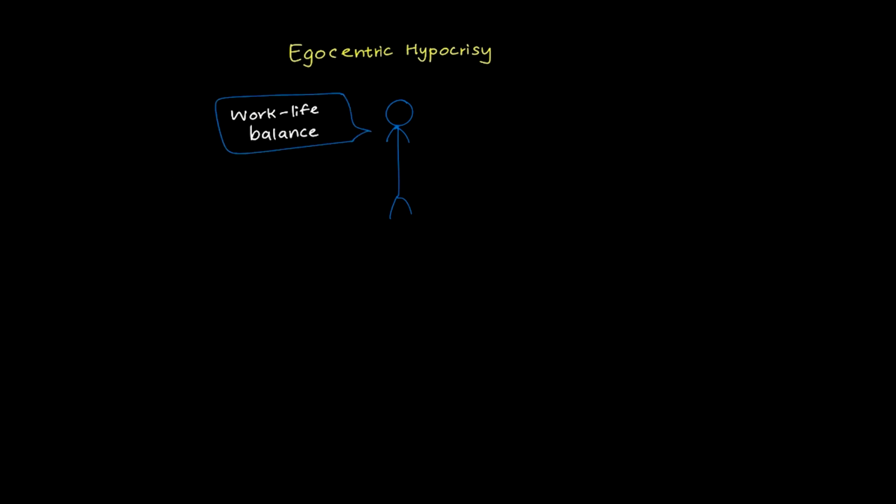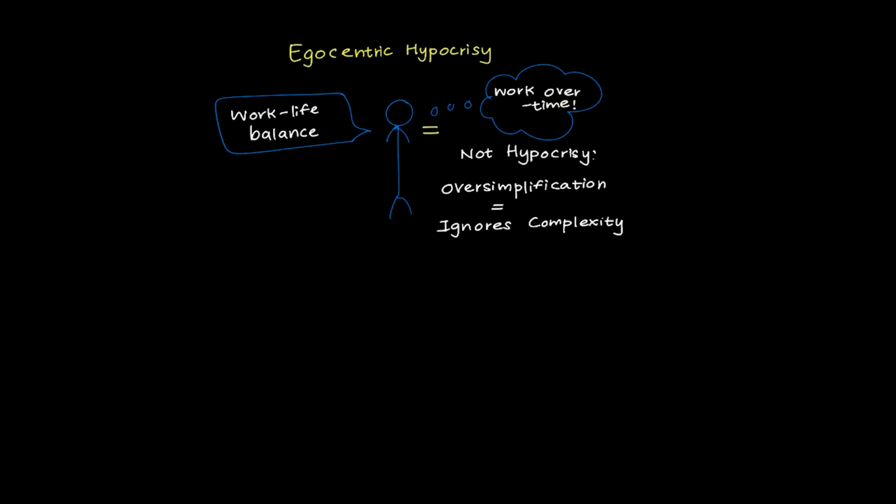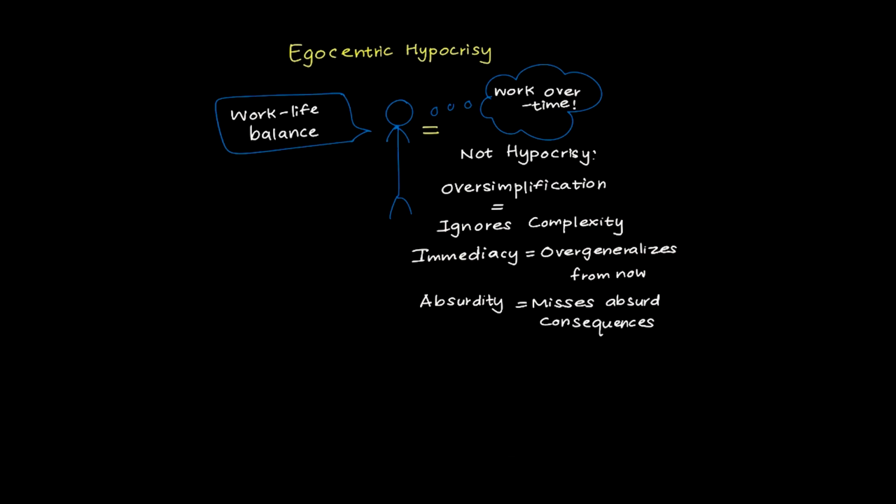Here's another egocentric tendency worth knowing. A manager publicly advocates for work-life balance and flexible scheduling, but privately demands her own team work overtime and weekends without complaint. That gap between public standards and private actions is egocentric hypocrisy. Paul and Elder describe this as ignoring inconsistencies between what you say you believe and how you actually behave. Egocentric oversimplification means ignoring complexity and embracing simplicity. Not this scenario. Egocentric immediacy involves overgeneralizing based on immediate events. Egocentric absurdity means failing to recognize when your thinking leads to absurd consequences.